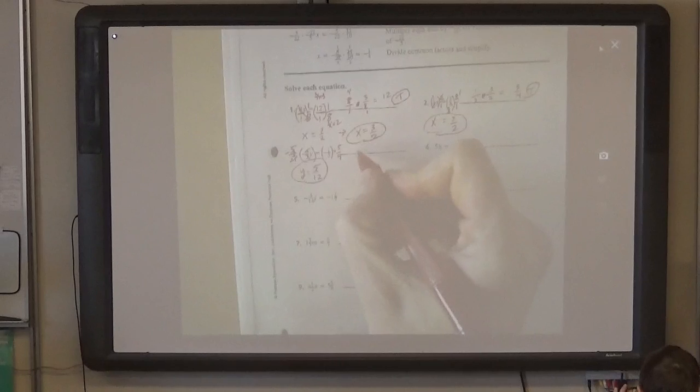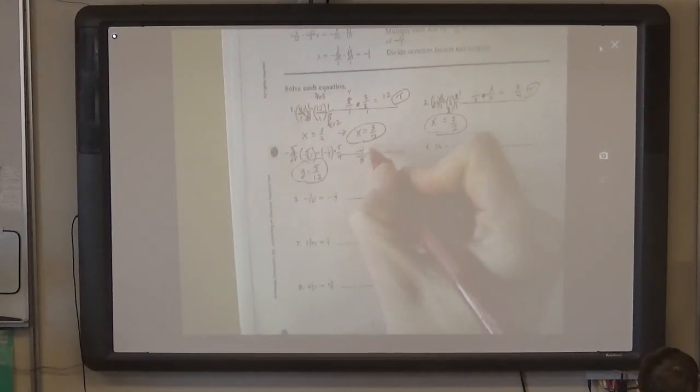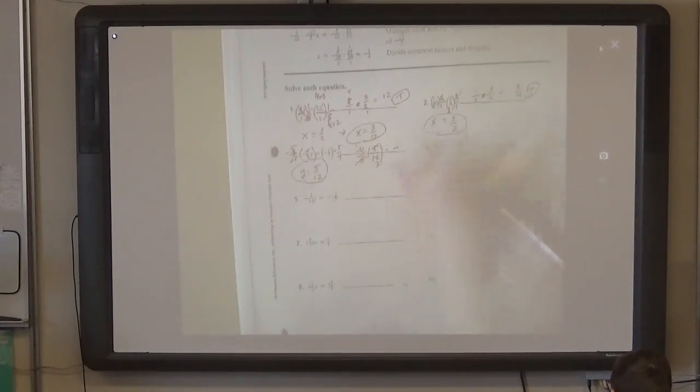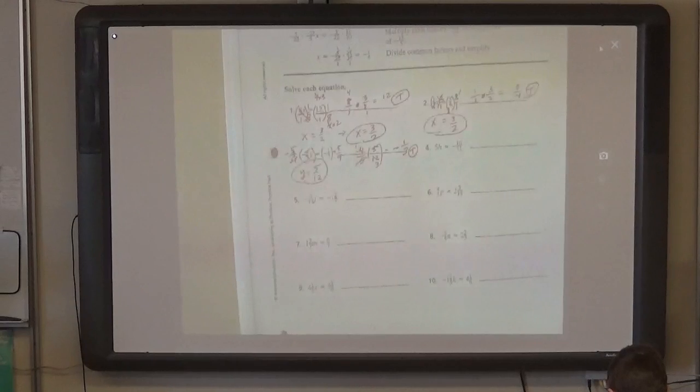So when you check it, negative 4 over 5 times positive 5 over 12 is going to be negative, so we know that the solution has to be positive. And factor the 5s, factor the 4 and 12 to 1 and 3. Okay.